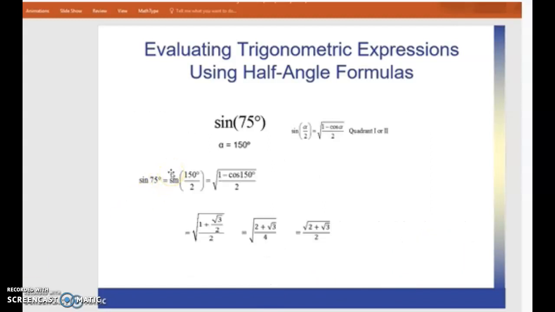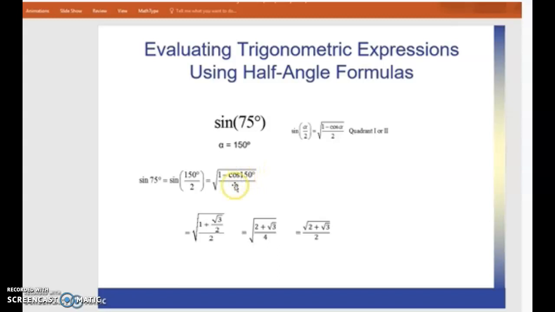Moving on to one more example. This time, we're asked to find the sine of 75 degrees. Remember, with the half angle formulas, you have to begin by finding what amount divided by 2 equals the original value given to you. And it is 150 degrees divided by 2. That equals 75 degrees. So our alpha value, our numerator value, is 150, which means when we plug into the right-hand side of the formula, we should be taking the cosine of 150 degrees.